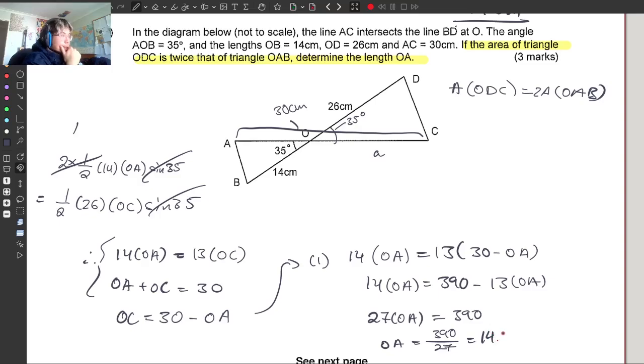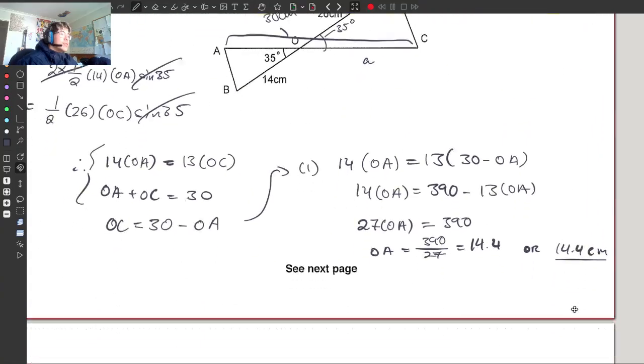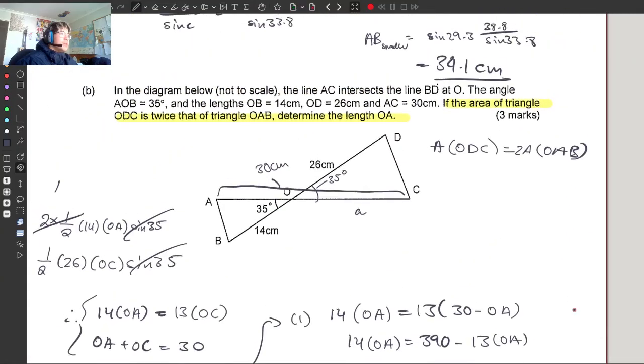So let's do 14.4, or I guess you could do 14 centimeters, but because this is part B of the question and the highest degree of precision is 1 decimal place, 14.4 works. I hope that makes sense.